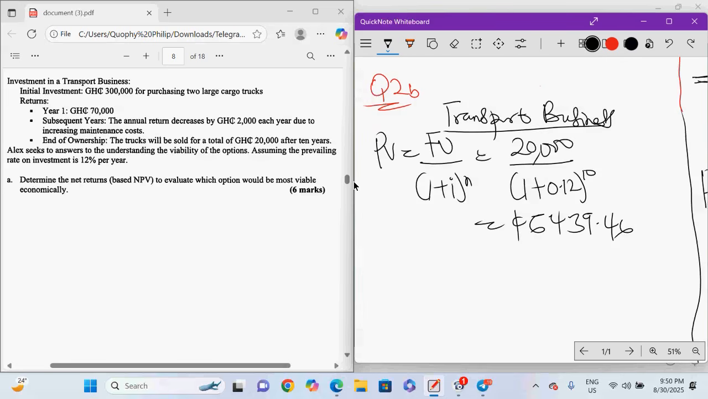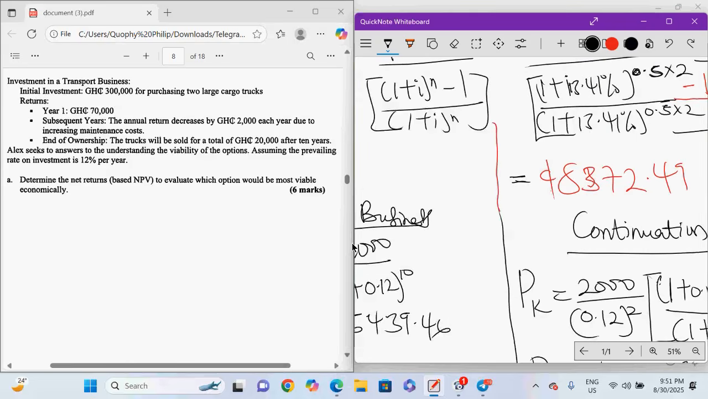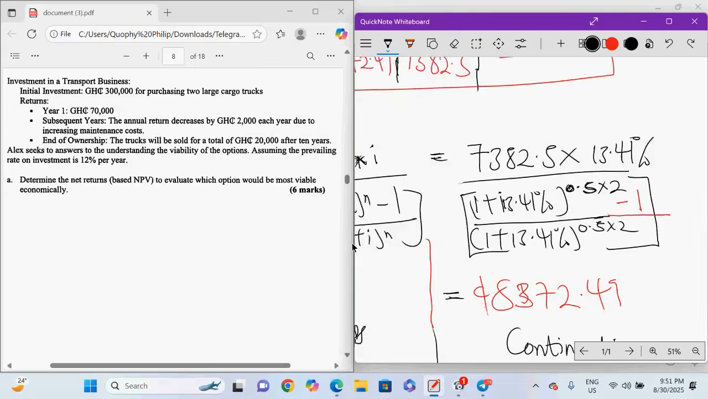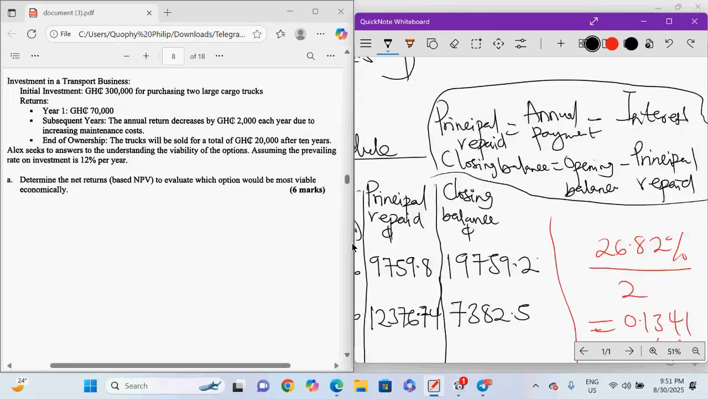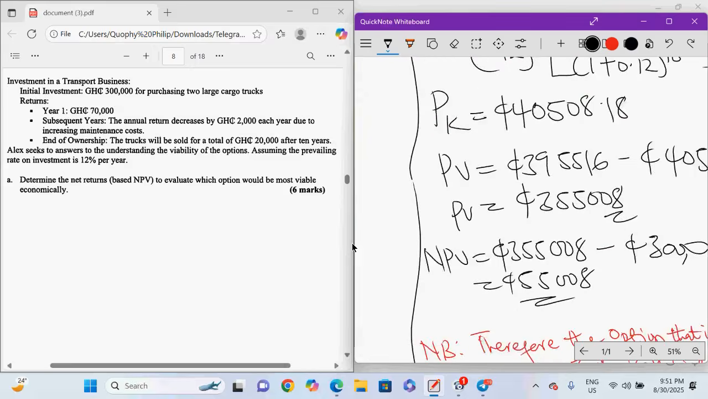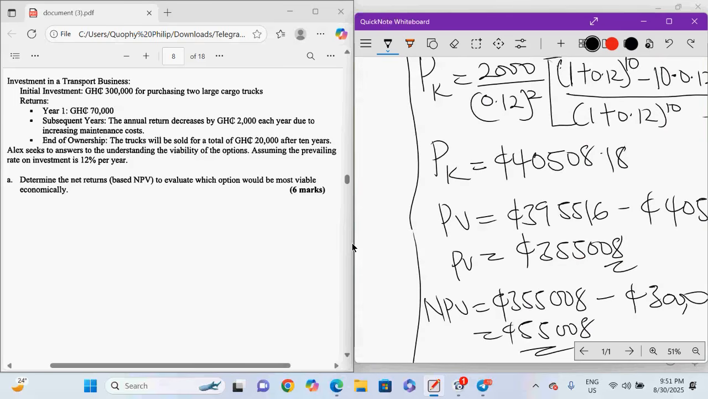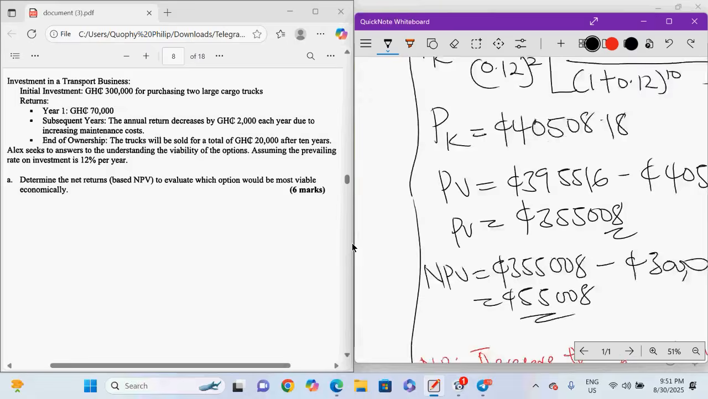For the transport business, what will be the total present value? How much did we get earlier? What was the amount we had earlier for the present value for the transport business? Transport business present value, we had 355,008, right? 355,008. That is the present value.